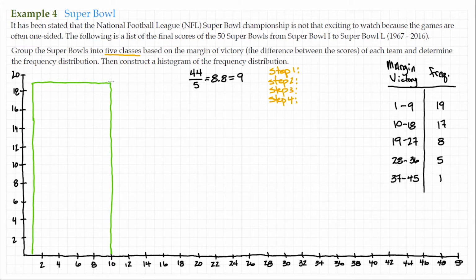And don't forget, this bar is interpreted as from 1 to less than 10. The bars will go from each consecutive lower class limit. However, it's interpreted from 1 to less than 10, or in other words, the points from 1 to 9. Then we'll go from 10 to 19. There's 17 of them.